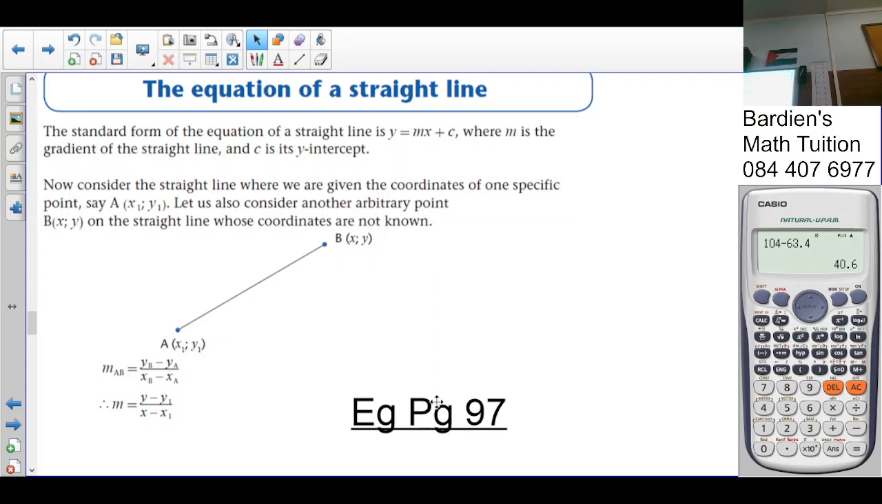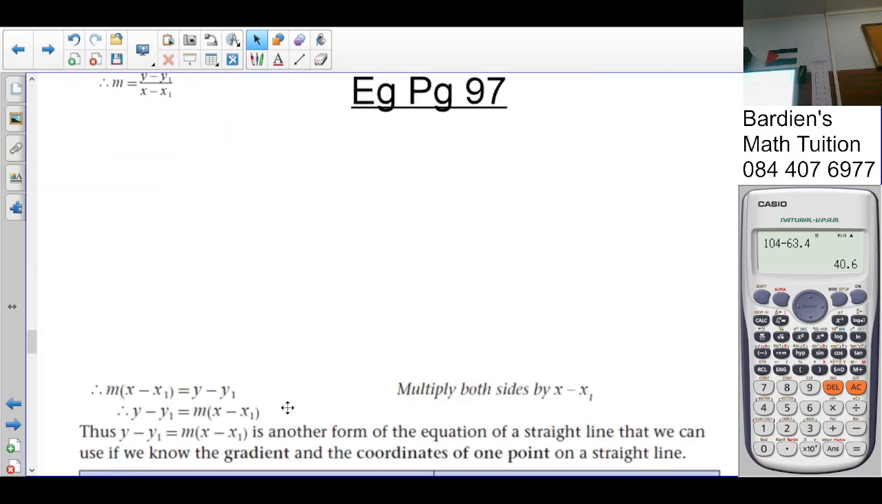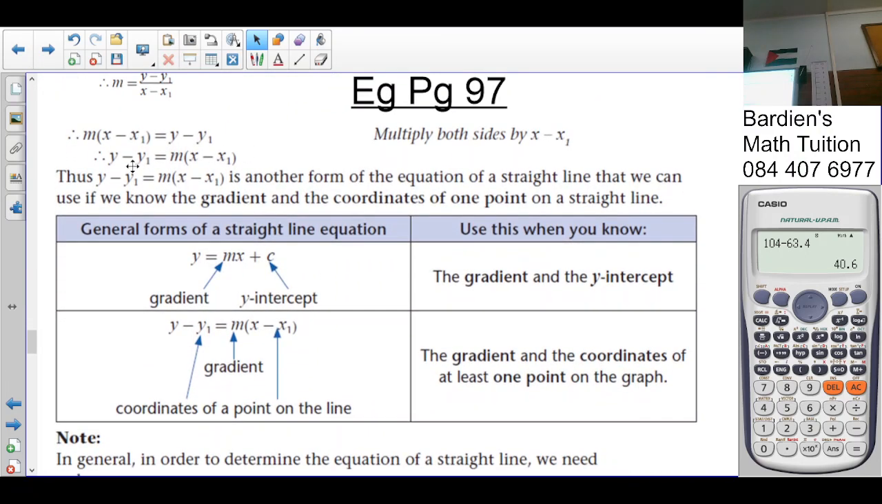Now consider the straight line where we are given the coordinates of a specific point, say A, which is x1, y1. Let us also consider another arbitrary point B, which is x and y on the straight line, whose coordinates are not known. Okay? Then we have m equals y minus y1 over x minus x1.